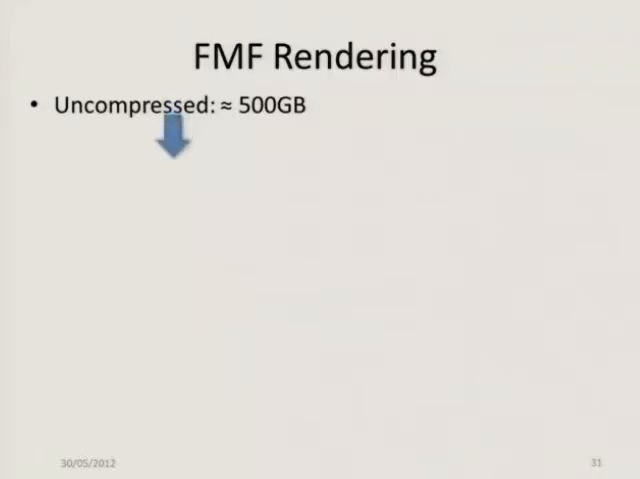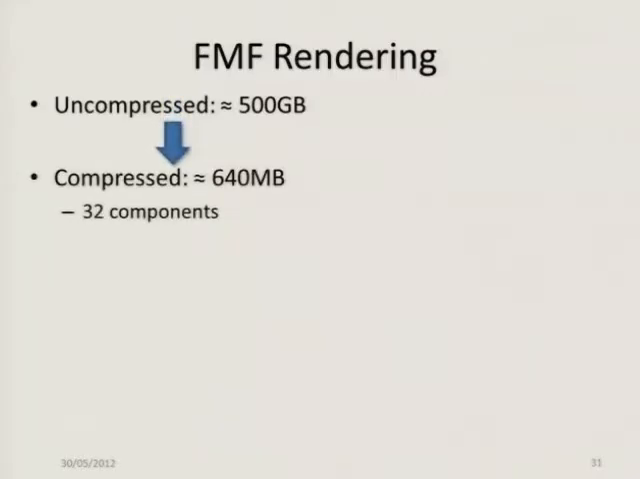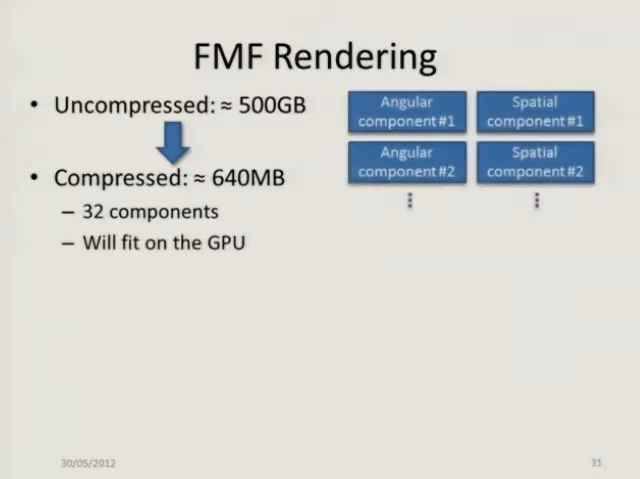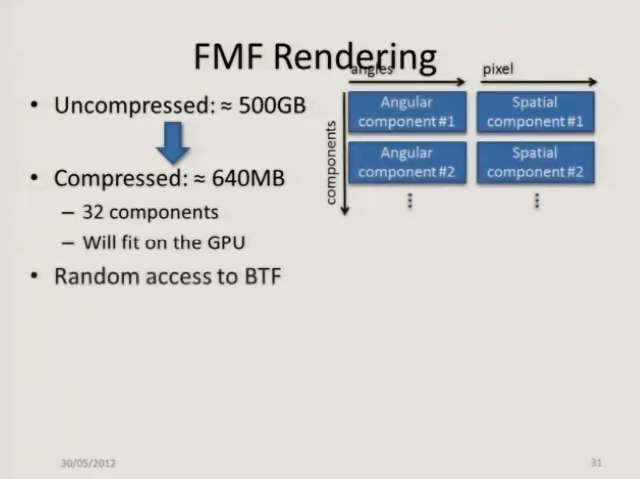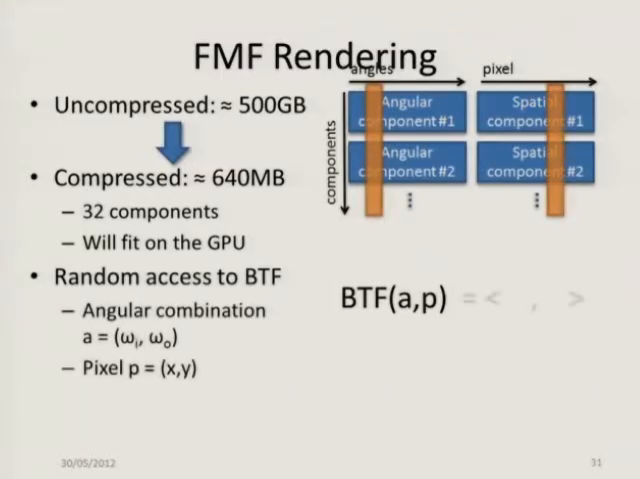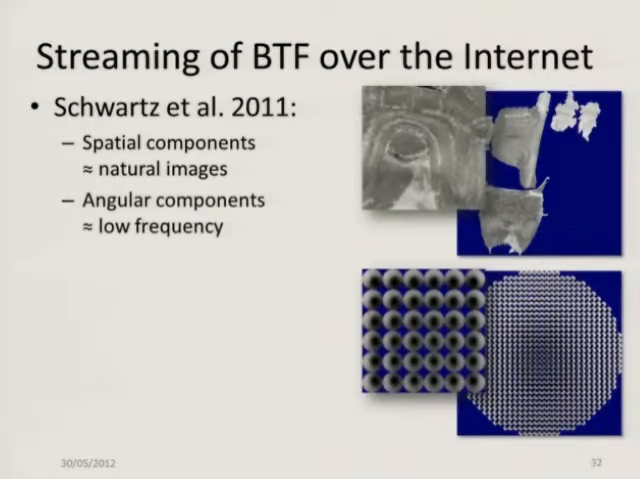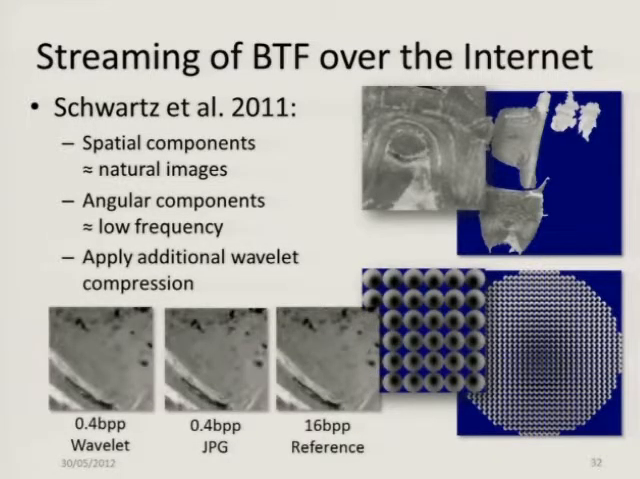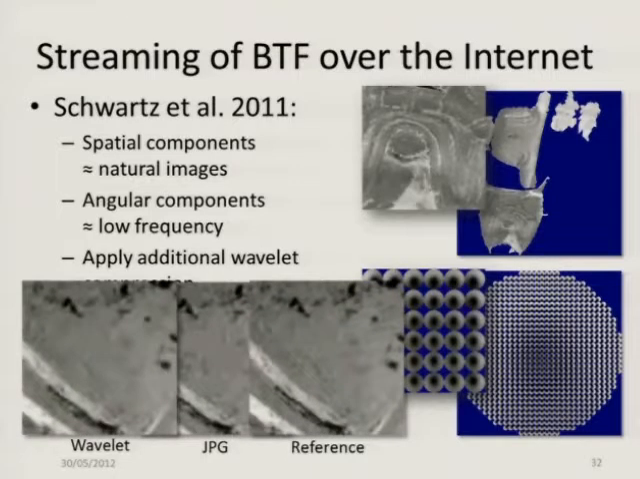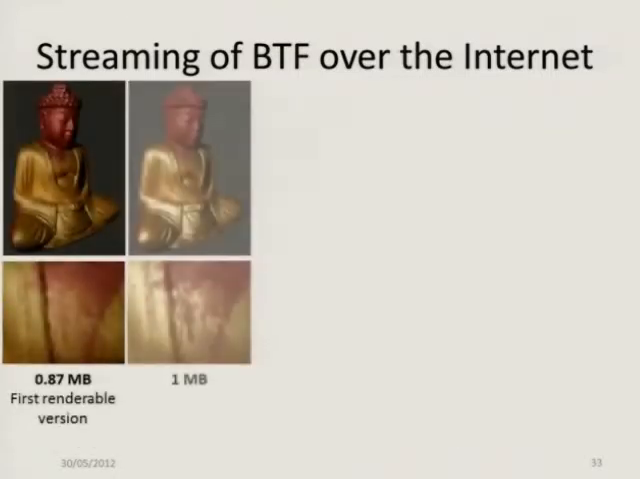Okay, and this way we can compress the 500 gigabytes down to 640 megabytes, which already fits on. Okay, I think it does not make sense to talk a lot about this. And you can use similar ideas to stream the images over the internet, because the individual eigentextures and eigen ABRDFs can simply be wavelet encoded. And if you do that, you are able to stream it.